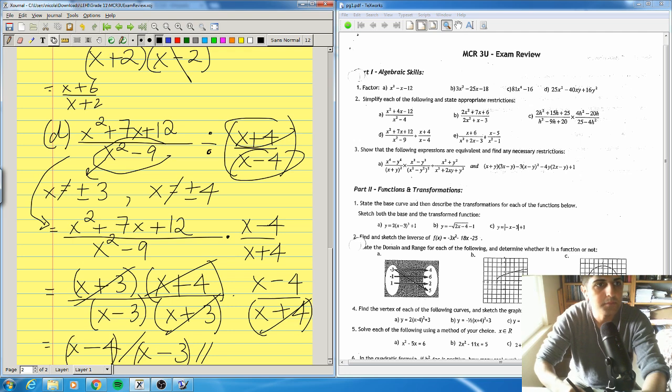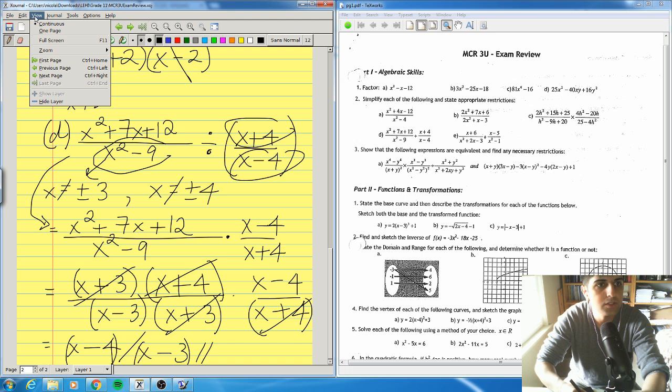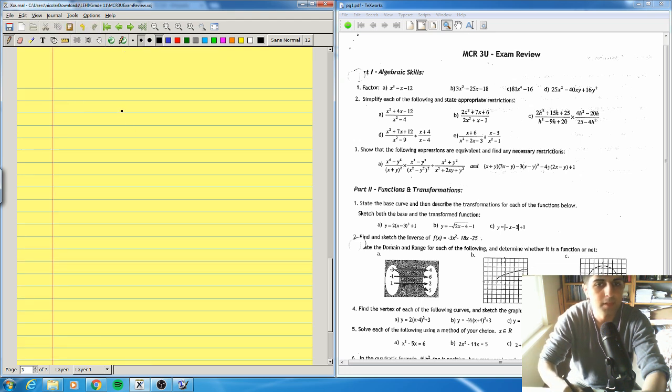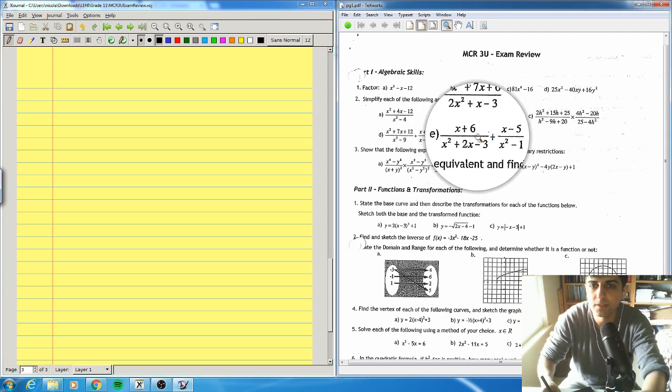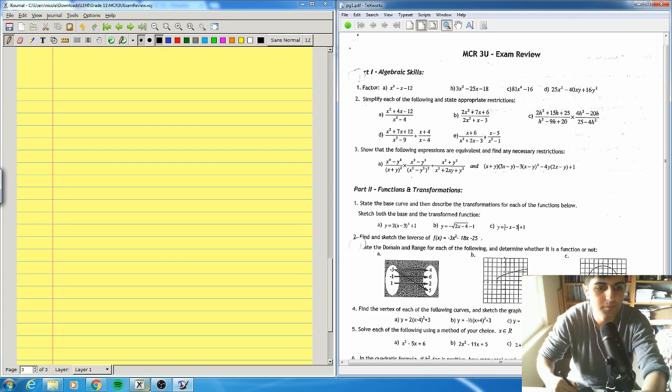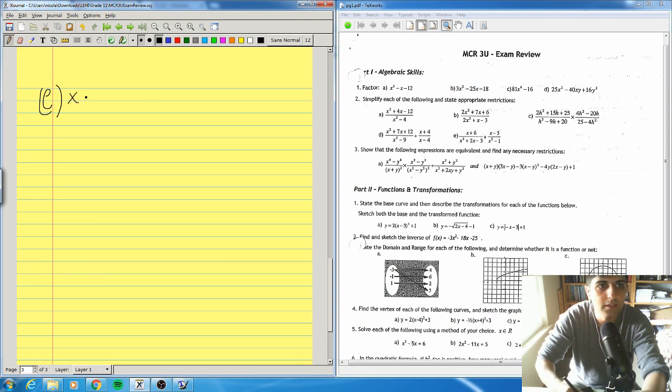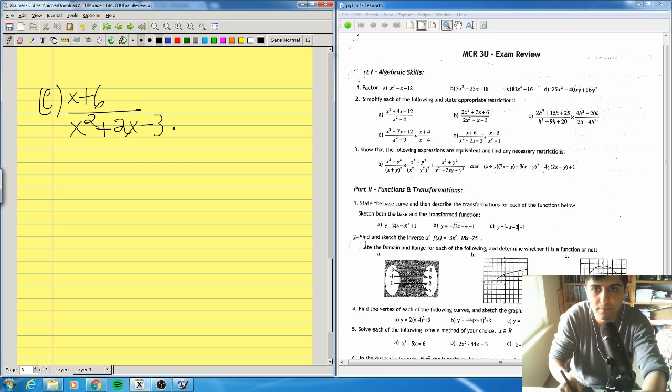Okay, now I'm going to go to a new page. Okay, and what did I just do? I just did D, so I'm going to do E, right? So x plus 6 over x squared plus 2x minus 3 plus x minus 5 divided by x squared minus 1. So let's write that out. So I've got x plus 6 divided by x squared plus 2x minus 3 plus x minus 5 divided by x squared minus 1.